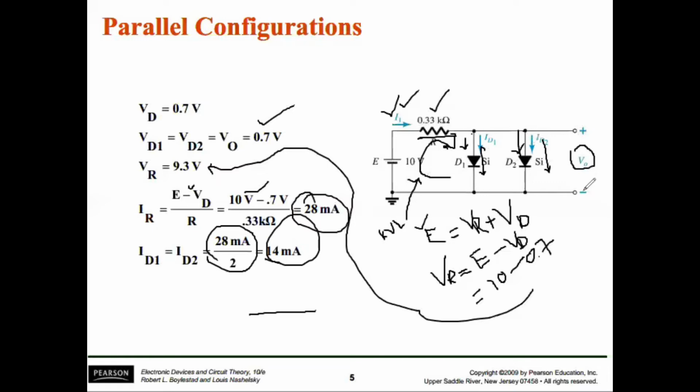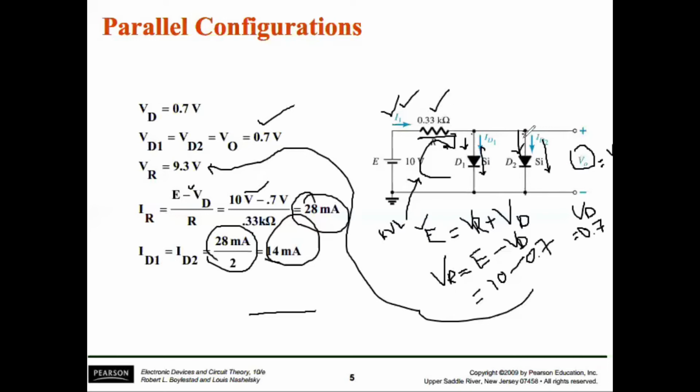Can you guys find it out? What will be the value of V naught? It will be equal to the value which has been developed across this diode in the conduction region. So V naught will be equal to V of D. And what is the value of V of D? In a silicon diode, the value of V of D is 0.7. So the value of V naught here will be equal to 0.7.